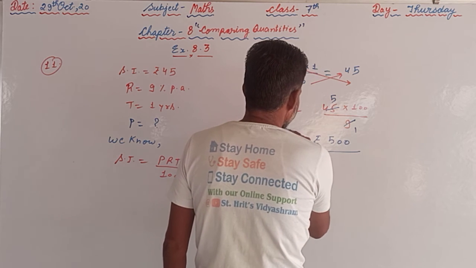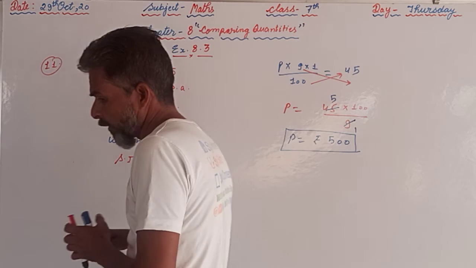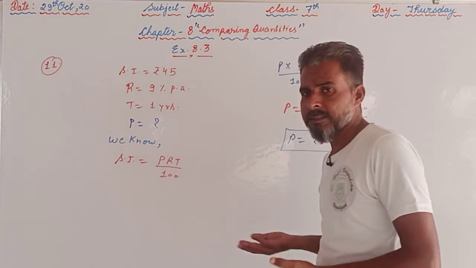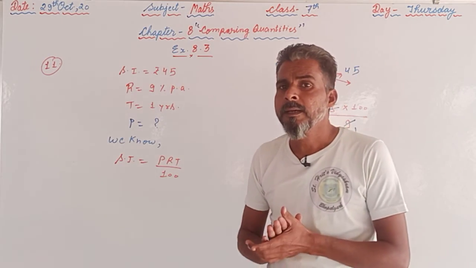500, means she has borrowed 500 rupees at the rate of 9% per annum and she has provided the simple interest, that is rupees 45. So in this way our exercise as well as chapter has been completed.